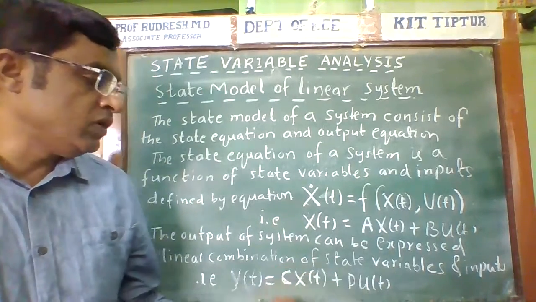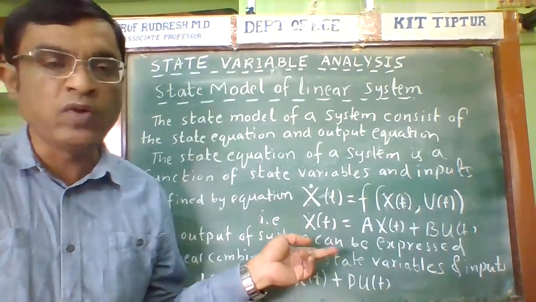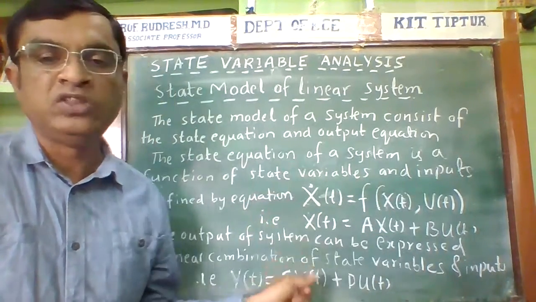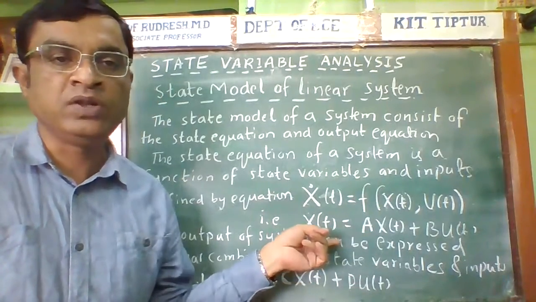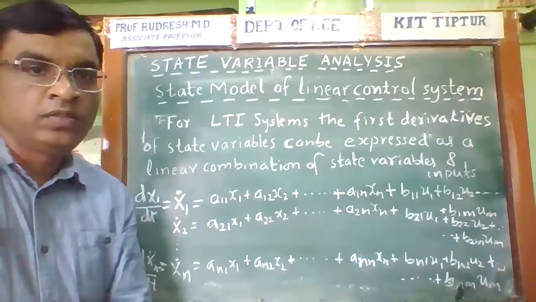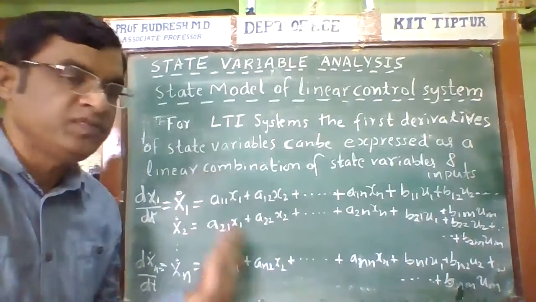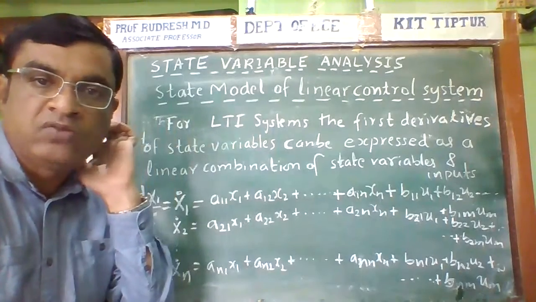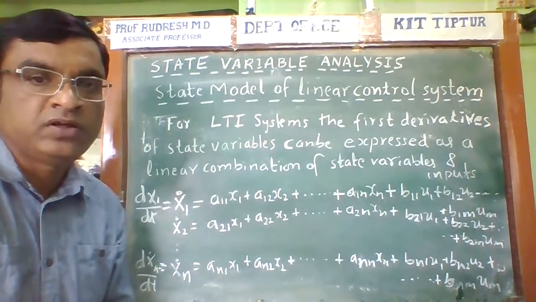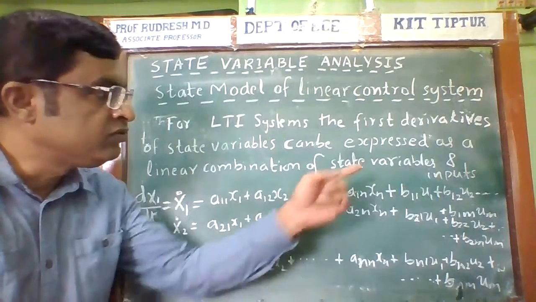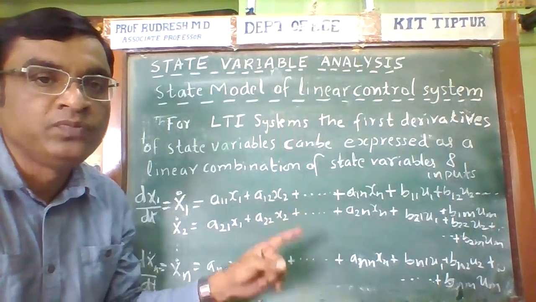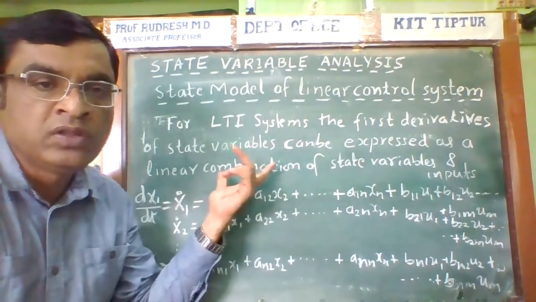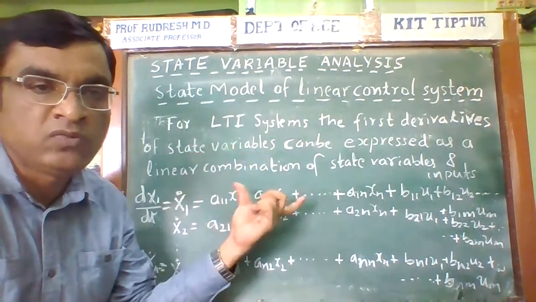Now I'm going to derive these equations and discuss how they come about. How do we develop or derive the state equation? For an LTI system, the first derivative of the state variable is expressed as a linear combination of the state variables and also the input variables. We know that the state equation is nothing but a linear combination of the input variables and the state variables.